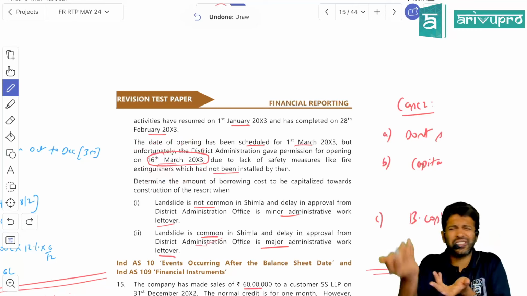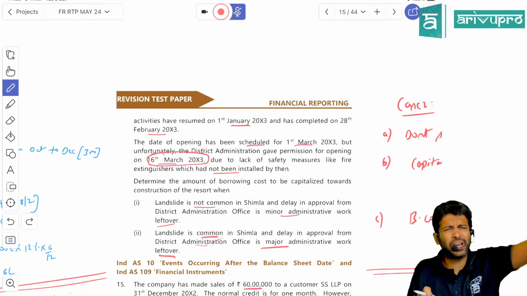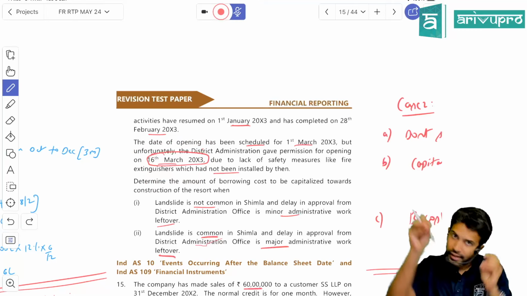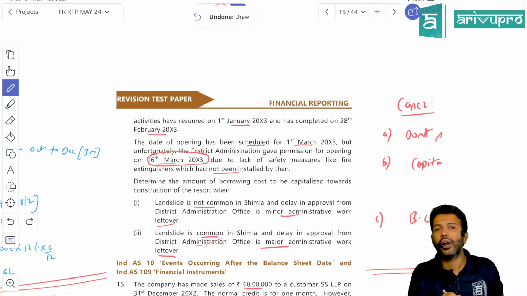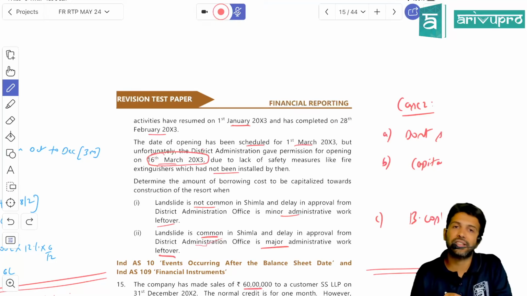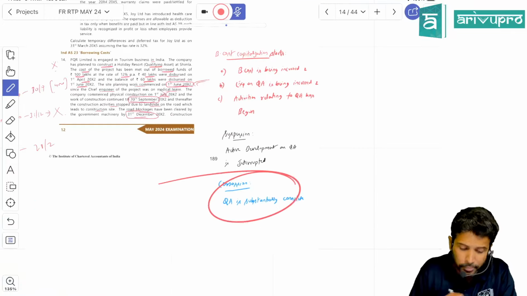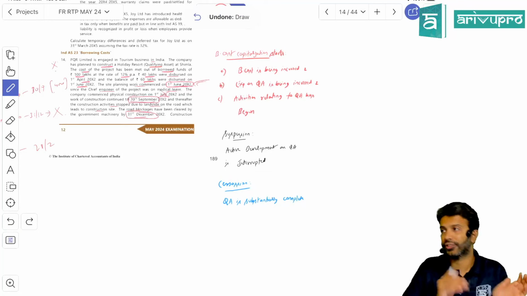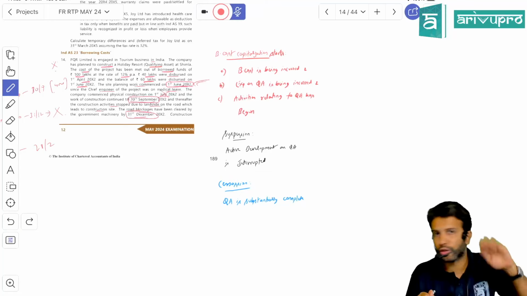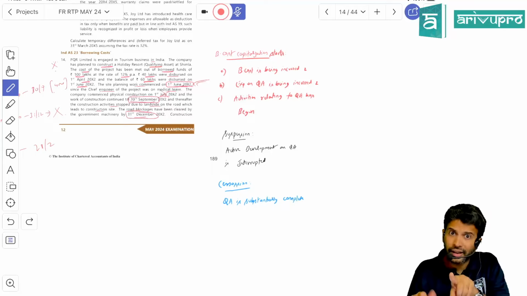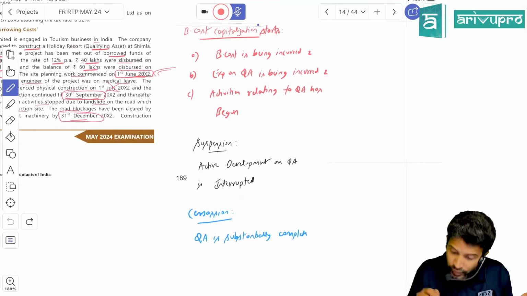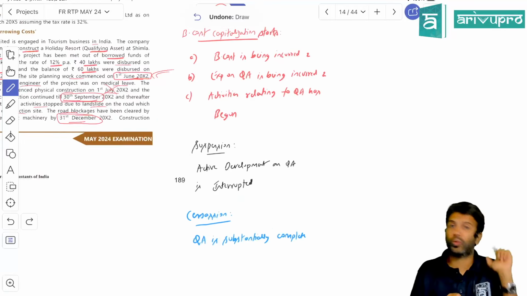If you say all these are just for the sake of formality, usually government will approve it, there is no big deal. That question will specify. In that case, we will take 28th February as the date on which qualifying asset has got completed. Yes, no, because we have already studied the concept of cessation of capitalization. Cessation of capitalization means when will you stop the capitalization? You will stop the capitalization when qualifying asset is 100% complete? No. When qualifying asset is substantially complete is what the standard uses.